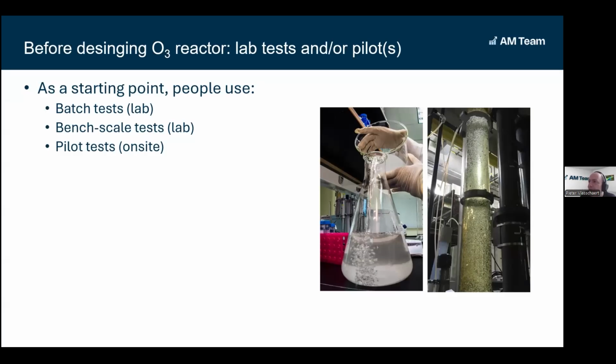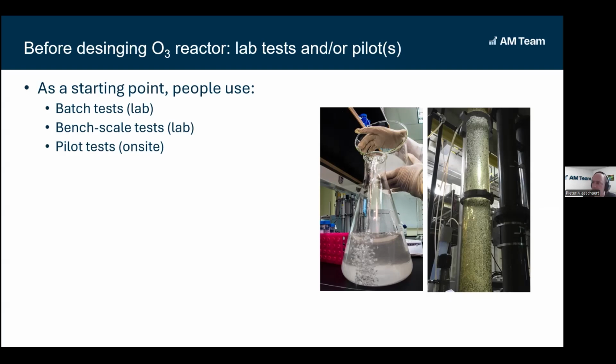So yeah, before designing such an ozonation reactor, you can do lab tests, and you can do a batch test like this. So you add a separate sample to the water. I would not do it like this, but I mean, like Jessica already showed earlier, you can also do a kind of bench scale test in the lab, or you can really do pilots on site.